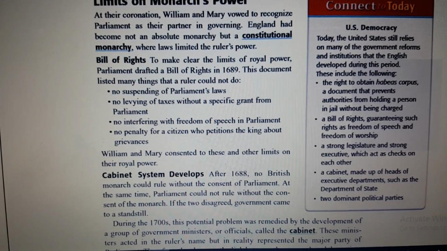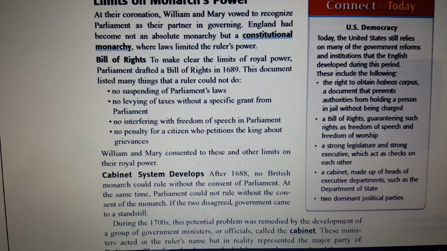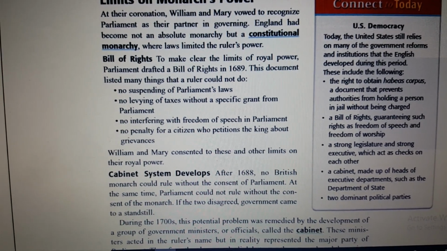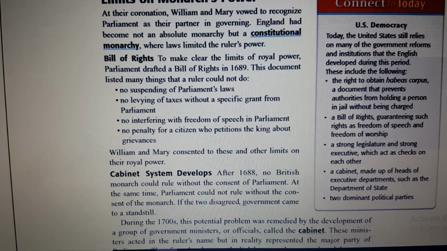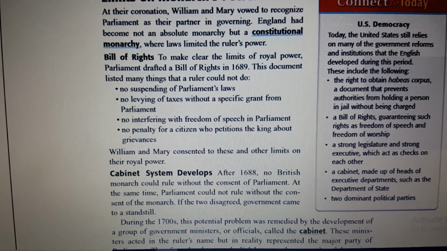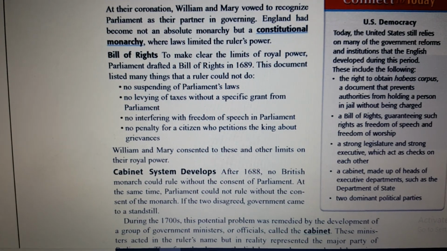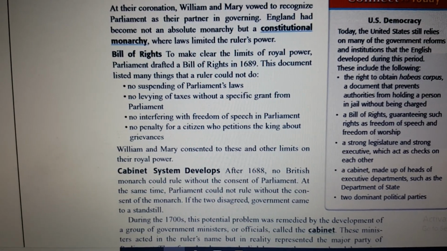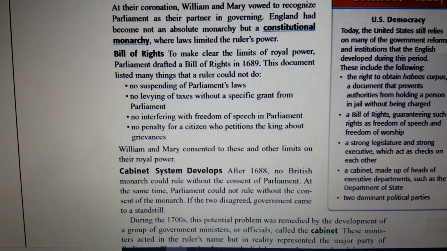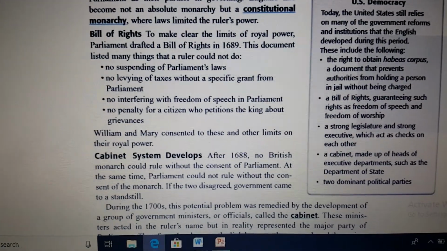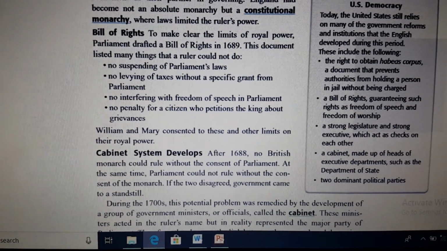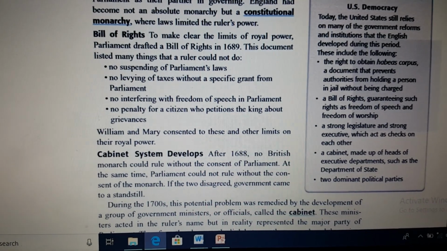No suspending of Parliament's laws, no levying of taxes without a specific grant from Parliament, no interfering with freedom of speech in Parliament, no penalty for a citizen who petitions the king about grievances. William and Mary consented to these and other limits on their royal power.